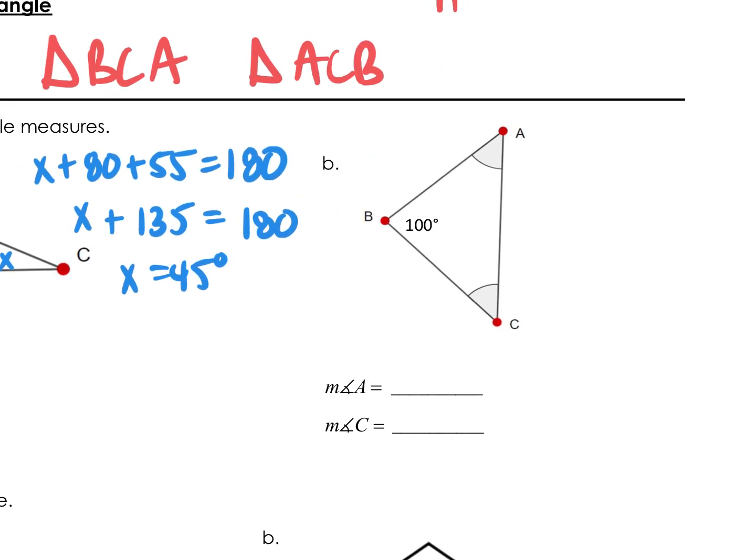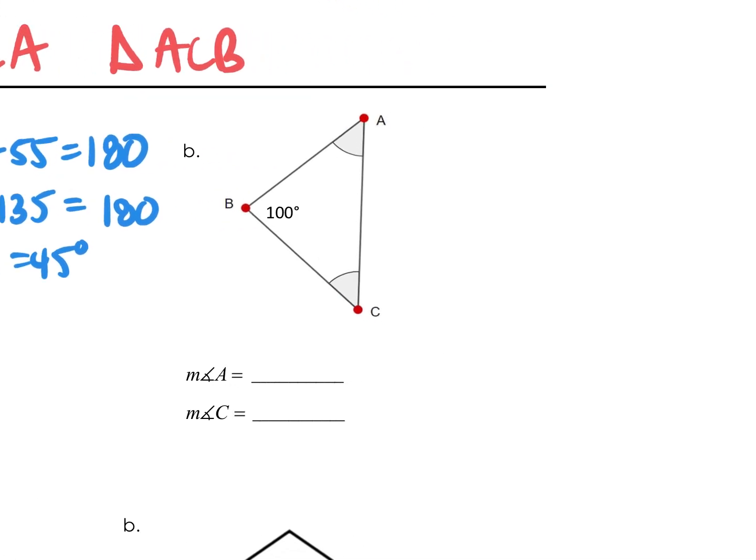Okay, now we're going to move over to example B. So here I have something a little bit different where I have these tick marks. Okay, so I have it marked that angle A is congruent to angle C. Okay, so I can do this a couple different ways. I could just think about it. So I know that angle B is 100 degrees, which means I have 80 degrees left over, and I need to split that into two congruent pieces, so that would need to be 40.